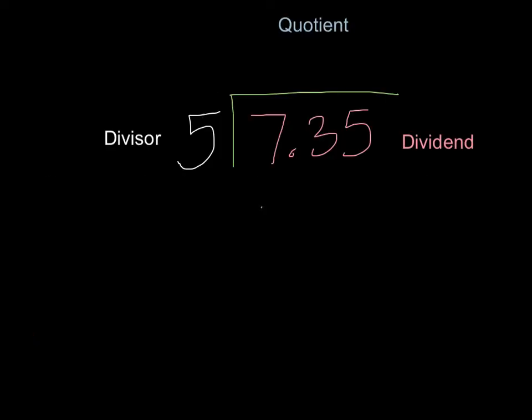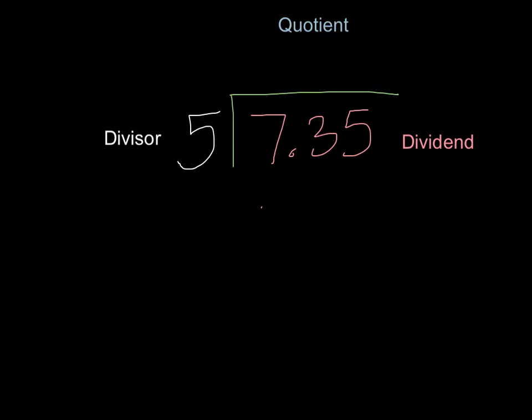Remember that the vocabulary is the most important part of understanding this type of division. So you've got the divisor, which is the 5. It's on the outside of the box. The dividend is 7.35. That's the one that's on the inside of the box. And then the quotient is what you get, and that's the answer.